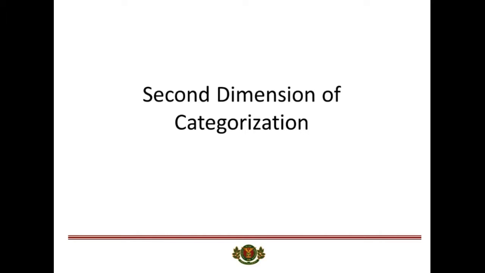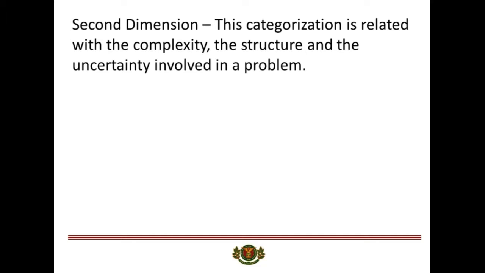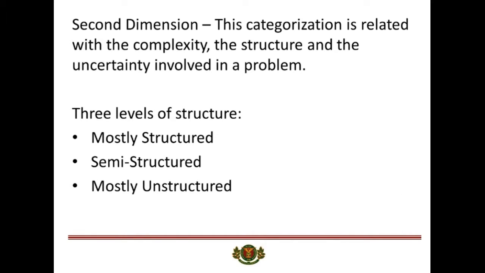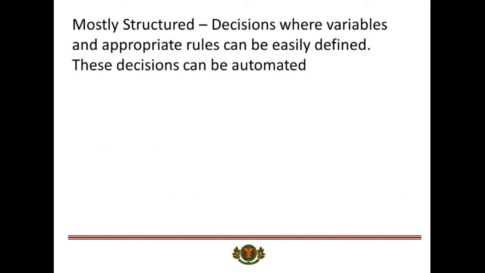So now let us discuss the second dimension of categorization in decision making. The second dimension of categorization is mostly related to the complexity, the structure, and the uncertainty involved in a problem. Now, there are three levels of structure which can be used to describe the range of complexity and uncertainty relevant to decision making, which are mostly structured, semi-structured, and mostly unstructured.